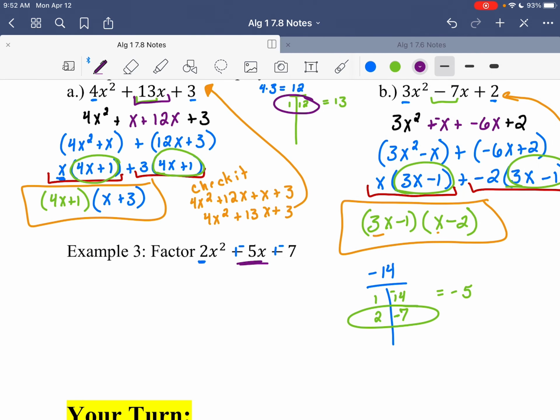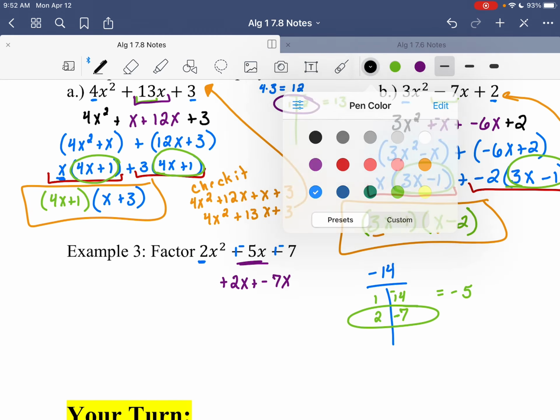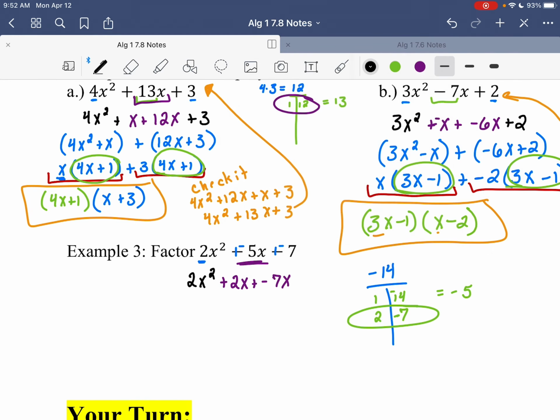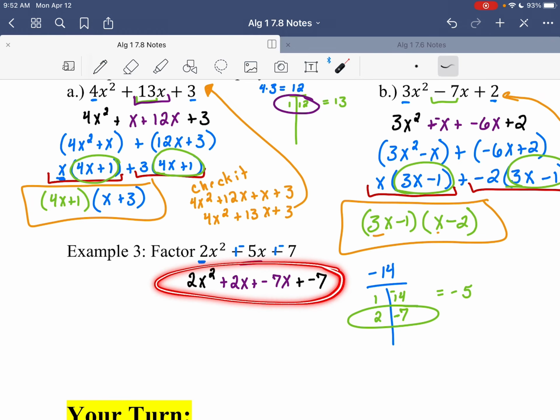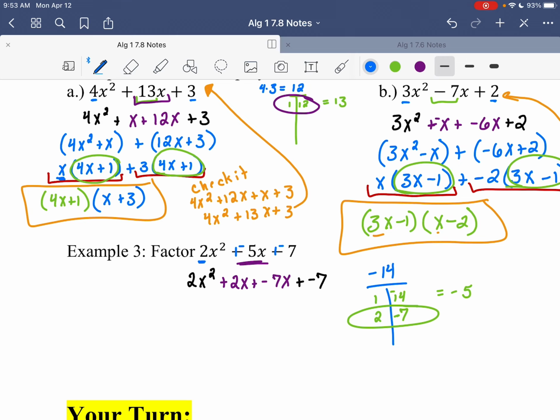So I'm going to rewrite that negative 5 using the 2 and the 7. So instead of negative 5, we'll have positive 2x plus a negative 7x. And then everything else stays the same. We'll have 2x squared and then plus a negative 7. Again, I'm attaching the negatives onto the numbers to prevent that confusion. Now we've got 4 terms. Again, making sure this one is equivalent to the one above it. We've got 4 terms, so let's group.